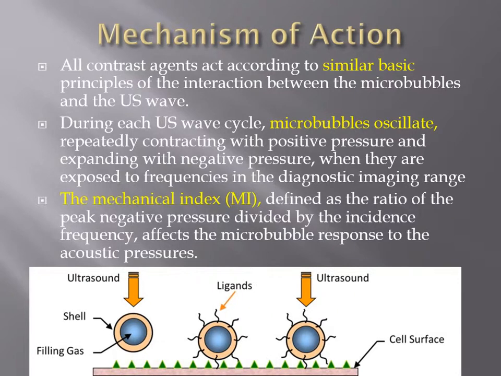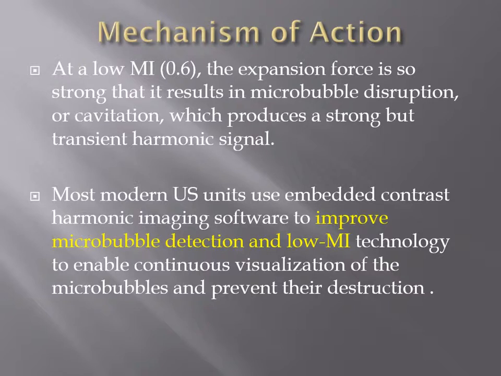There is a specific index that the device will measure. It is the ratio between the peak negative pressure and the square root of the incident frequency. The device will measure it. The important thing about this index is that the lower this index is, the better the resolution. So the best MI will be 0.6.